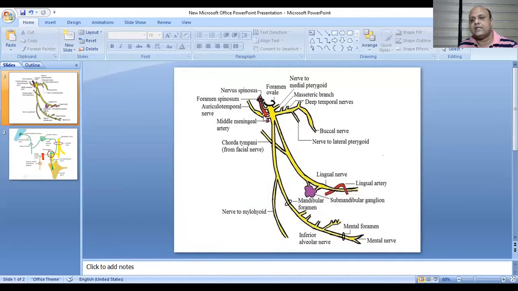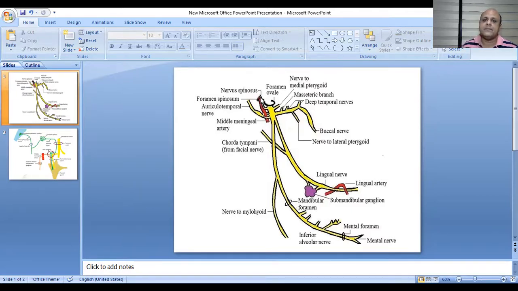Now this middle meningeal artery was lying posterior to lateral pterygoid. So this middle meningeal artery along with the nervus spinosus arising from main trunk goes back into the skull, and this nervus spinosus supplies the dura mater of the middle cranial fossa. It is also called the meningeal branch of mandibular nerve arising from the main trunk of mandibular nerve.